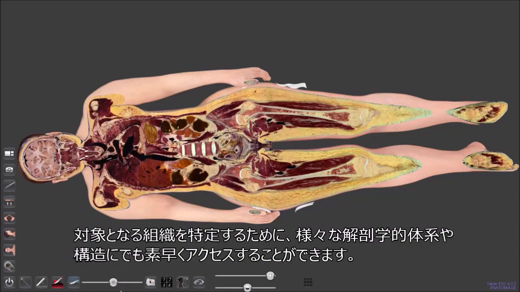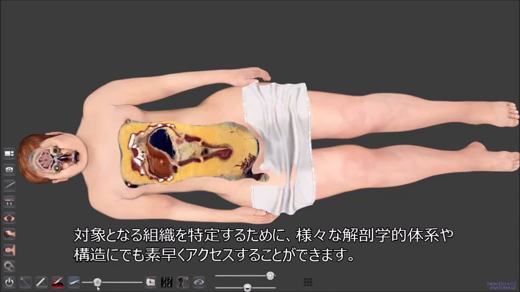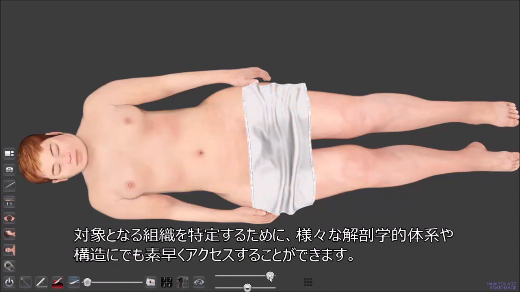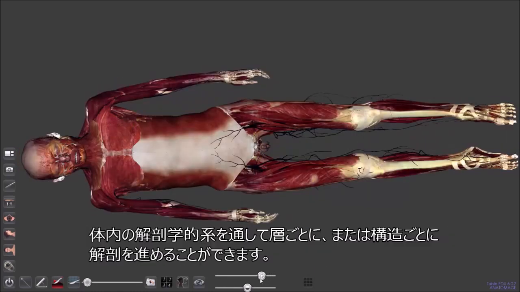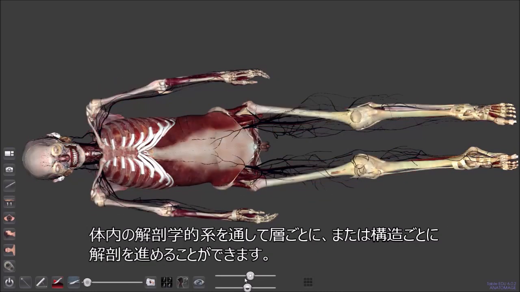Any system or structure can be quickly accessed to identify a target piece of the anatomy. We can move layer by layer or structure by structure through any anatomical system in the body.